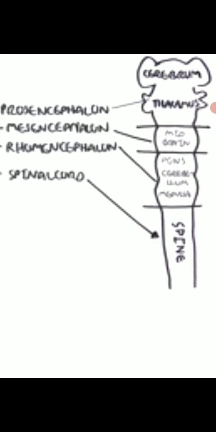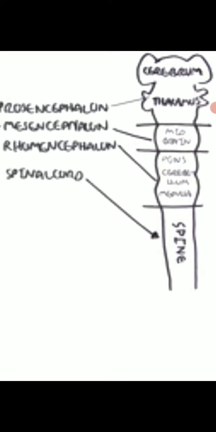I will summarize one more time. The prosencephalon gives rise to the telencephalon and diencephalon. Telencephalon is the cerebrum, diencephalon is the thalamus, hypothalamus. The mesencephalon gives rise to the midbrain. The rhombencephalon gives rise to the pons, medulla oblongata, and cerebellum. The remaining part of the neural tube gives rise to the spinal cord.